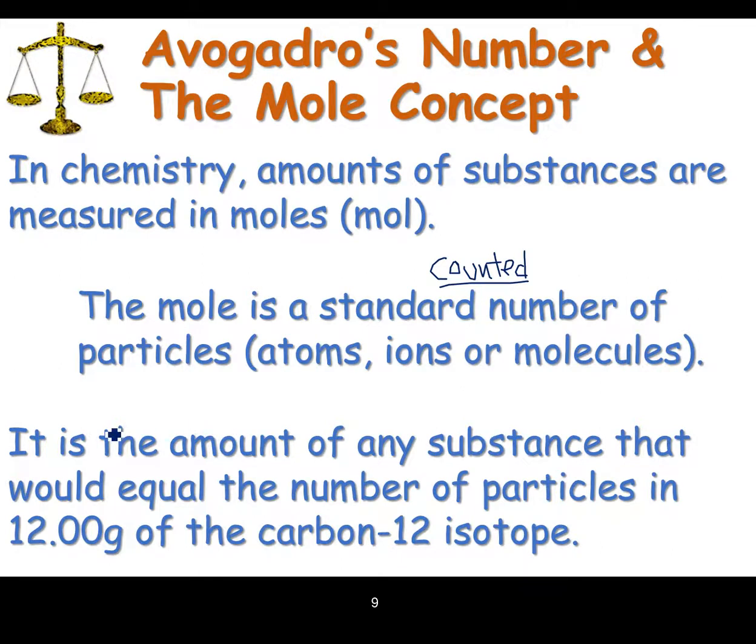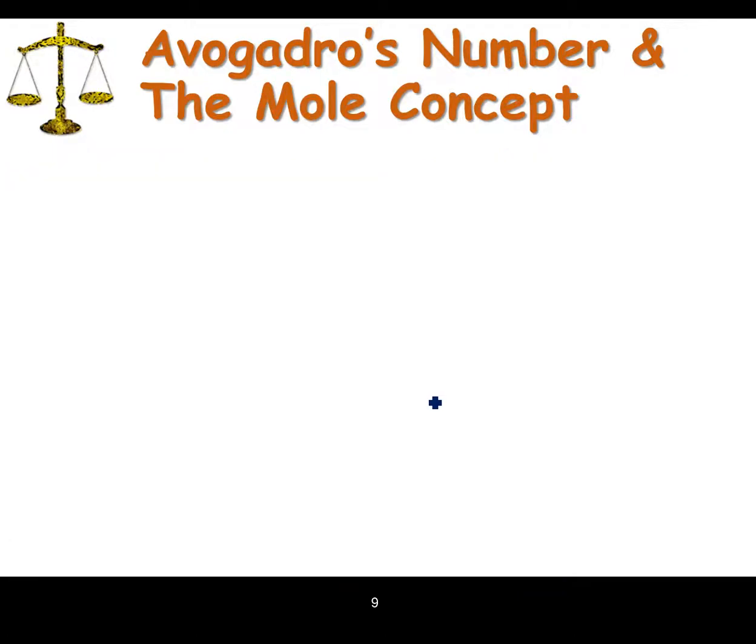The mole is the amount of any substance that would equal the number of particles in a 12-gram sample of carbon-12. This was our definition from before, and just to restate it, make sure that we understand this. In 12 grams, there's a certain exact number of particles. In 12 grams of carbon-12, that number of particles is what we call a mole of those particles.